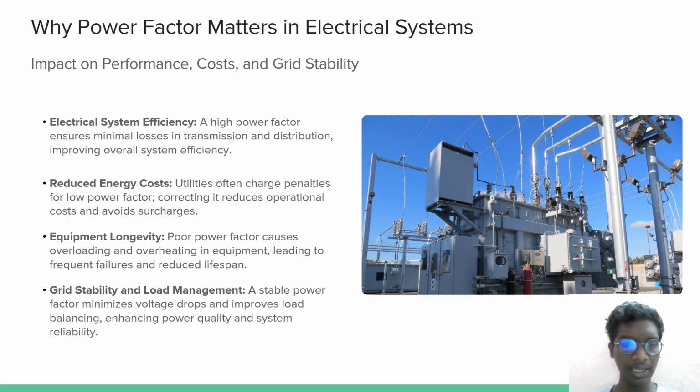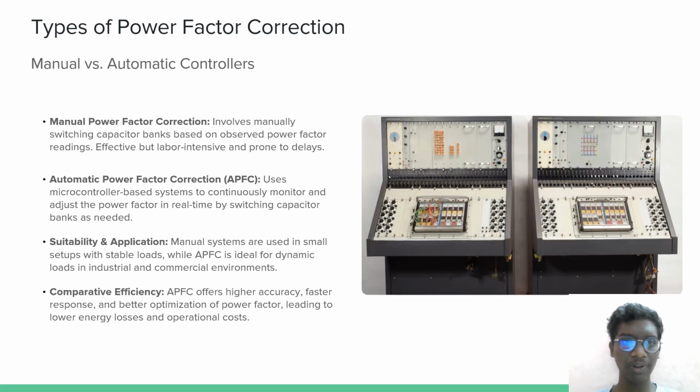Grid stability and load management. A stable power factor minimizes voltage drops and improves load balancing, enhancing power quality and system reliability. Types of power factor corrections. Manual versus automatic controllers. Manual power factor correction involves manually switching capacitor banks based on observed power factor readings, effective but labor intensive and prone to delay.